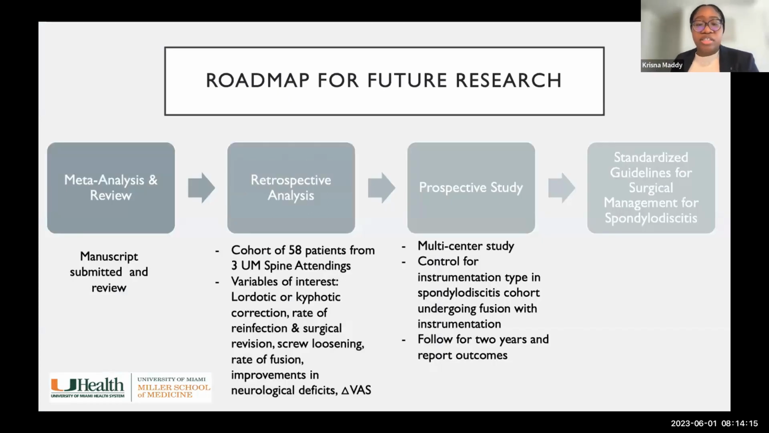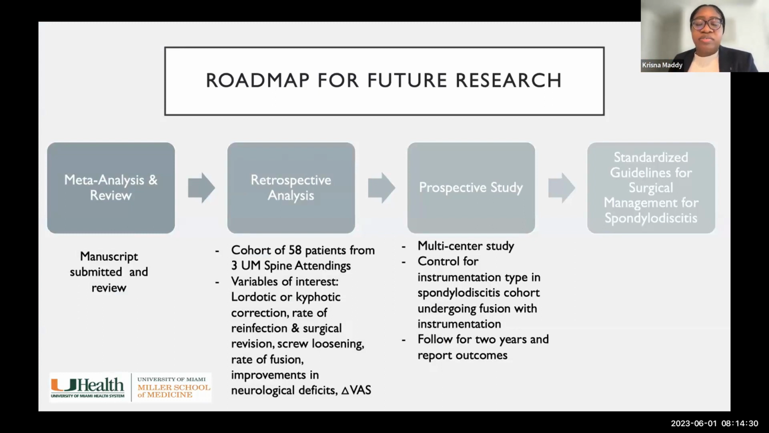And so that's what we're trying to do now. I'm happy to say that the meta-analysis and review has been submitted and is under review for publication. And what we're doing now is we have a cohort of about 58 patients across 3 different University of Miami spine neurosurgery attendings.